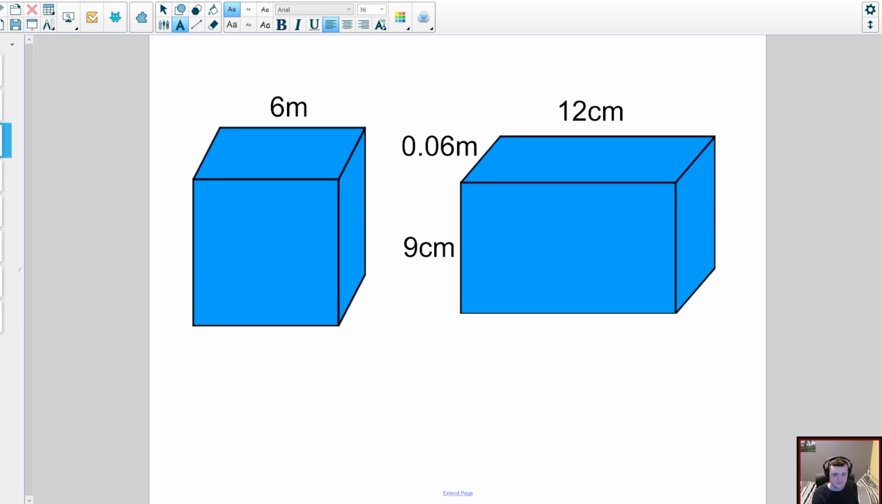Similar here. Here's a slightly different problem. So can you work out what the volumes were going to be for these? So have a go. See you in a second.